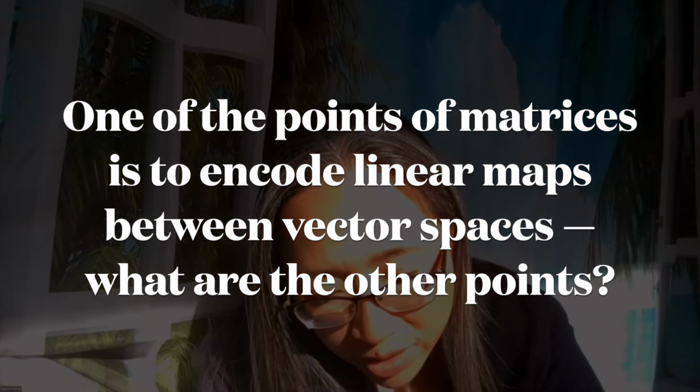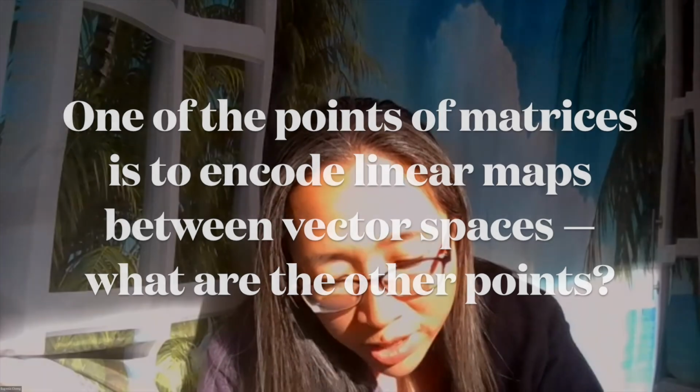Okay, so the next question is: one of the points of matrices is to encode linear maps between vector spaces. I'm curious as to what are the other points of matrices. Well, a matrix is just a 2D grid, right? And grids can be used for all sorts of things. They can be used for other transformations other than linear maps between vector spaces.